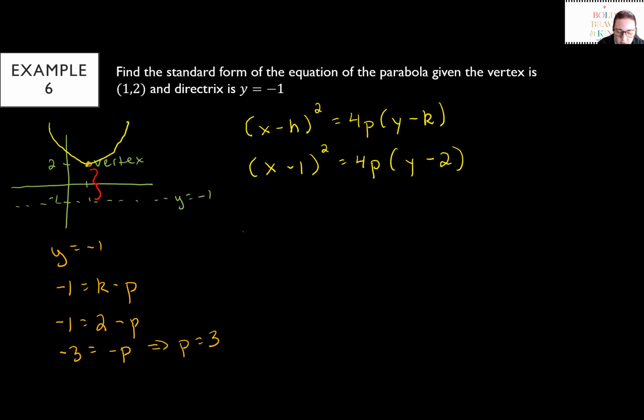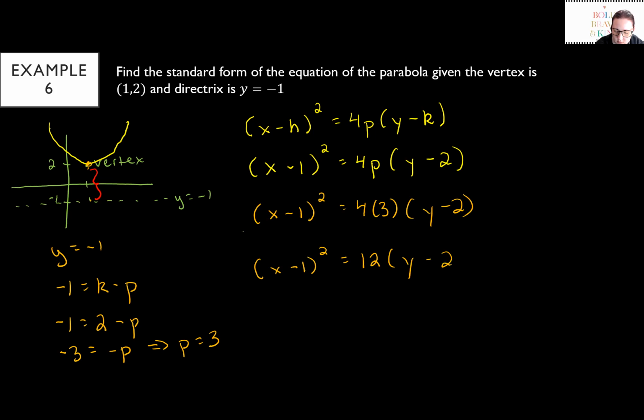And so that is the distance. If we're up at 2 here and -1, the distance between 2 and -1 is 3. And you want it to be positive because positive means we're going up. So we've verified that we have the correct sign, and with our picture, the value of 3 makes sense here. So then you just need to plug it in. And so this will give us x minus 1 squared equals 12 times y minus 2.